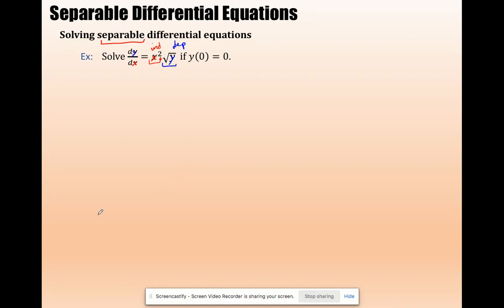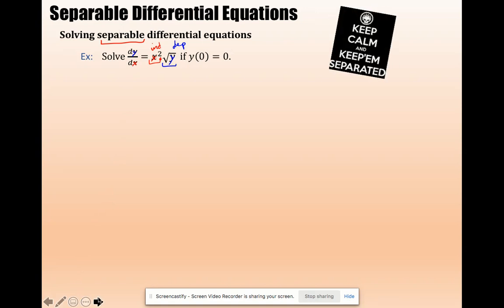So step one is unseparate. Keep calm and keep them separated.